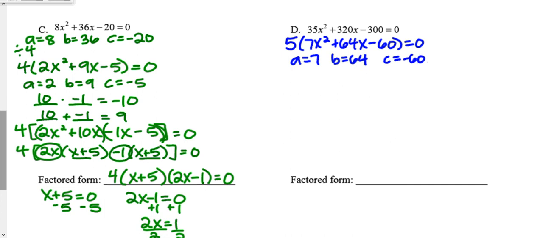So we're going to look for two numbers that multiply to 7 times negative 60, which is negative 420, and add to 64. So these are really big numbers. It might take a second to figure these out, and that's okay. So I'm going to work on this, and you guys also work on this.